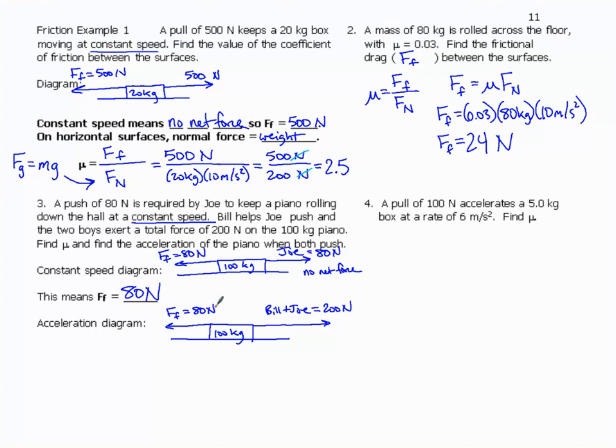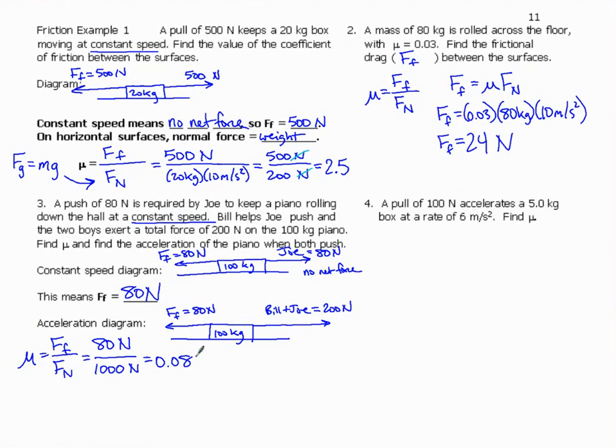So find the coefficient of friction, mu. It is the force of friction over the normal force. We know the force of friction is 80 newtons. And the normal force is the weight of this piano, 100 kilograms, times 10 for the acceleration of gravity. It is 1,000 newtons, which means the coefficient of friction here is 0.08.